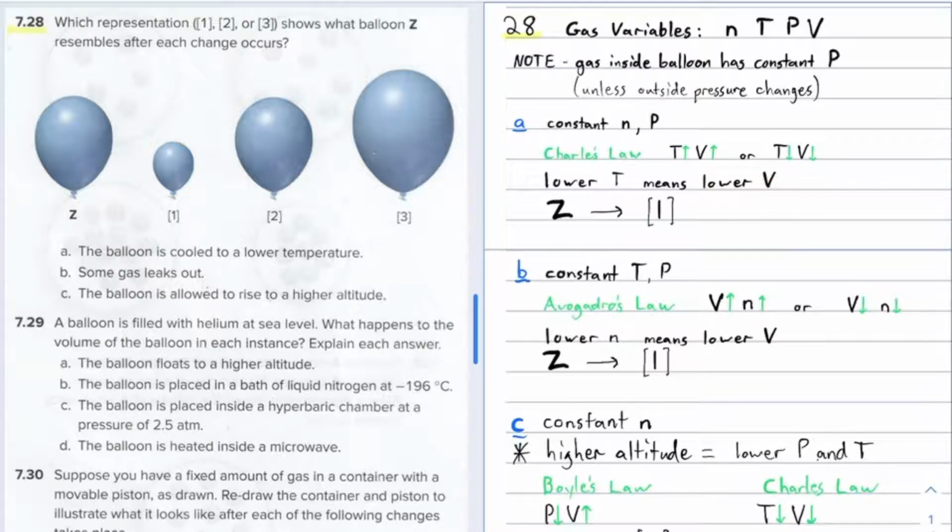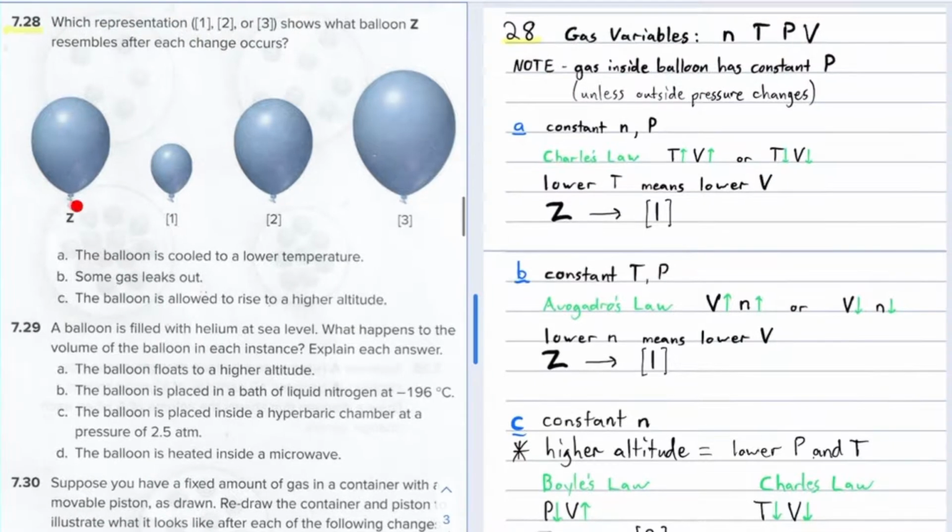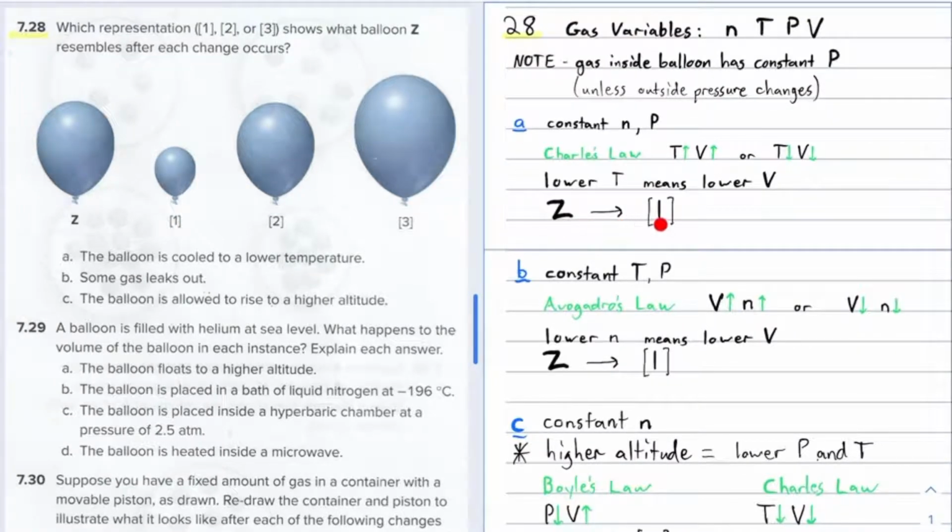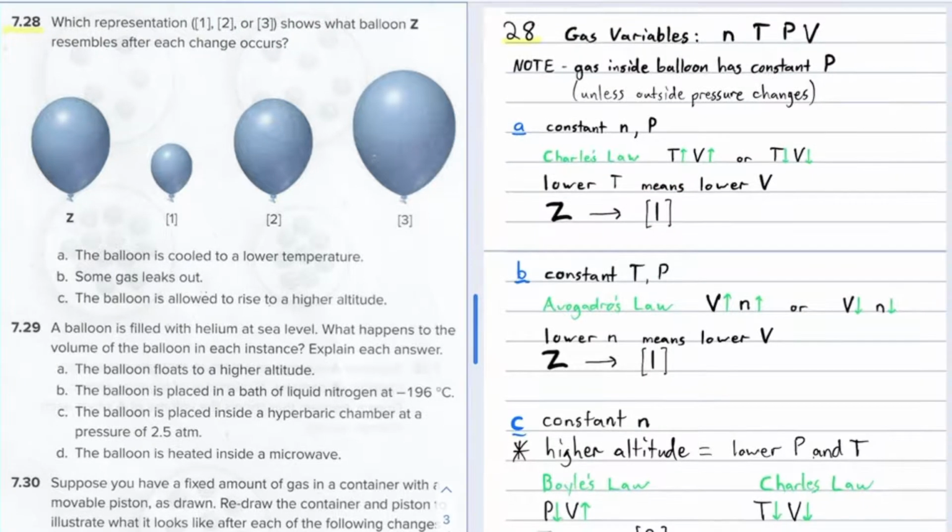So if you lower the temperature, you're going to also lower the volume. Okay? So looking at Z, it looks like the only choice would be for it to turn into 1. This one has a smaller volume. So Z turns into representation 1.